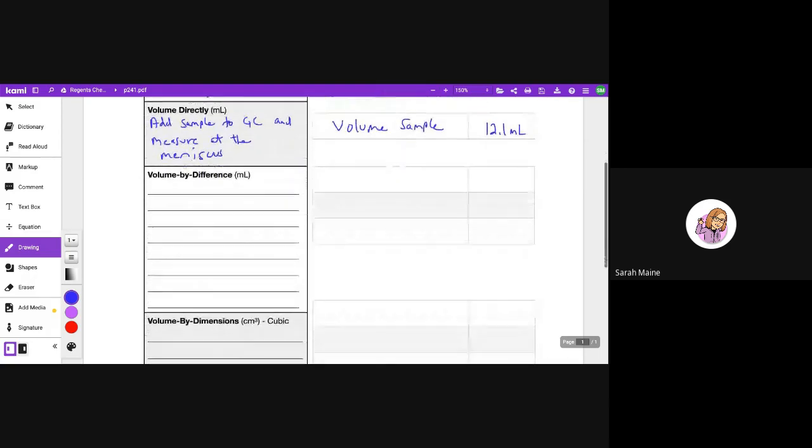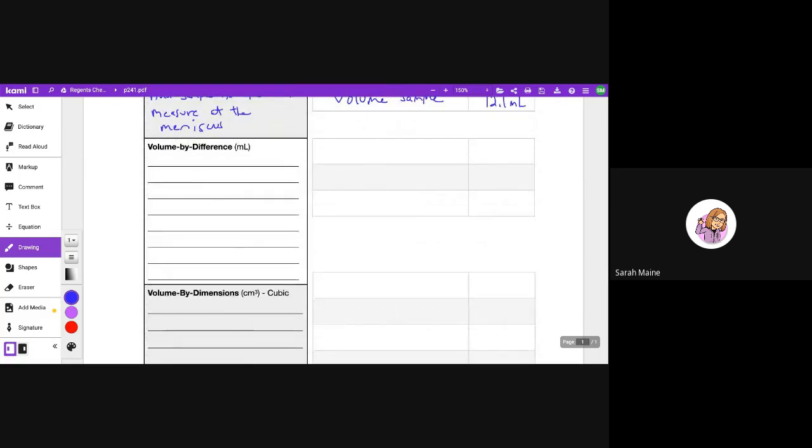Now, another technique that we will have to implement throughout the school year is volume by difference. The name is very similar to the one on page 240 dealing with mass, mass by difference. So these are methods to come up with a quantity indirectly. So volume by difference is for a sample that we just can't easily pour into the graduated cylinder and measure its meniscus. So here we go.